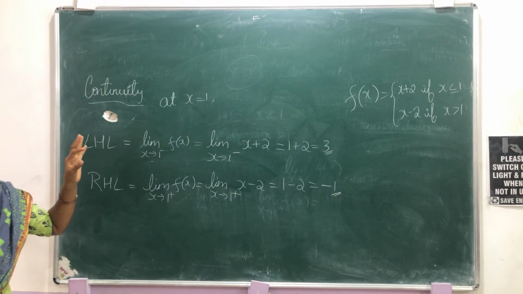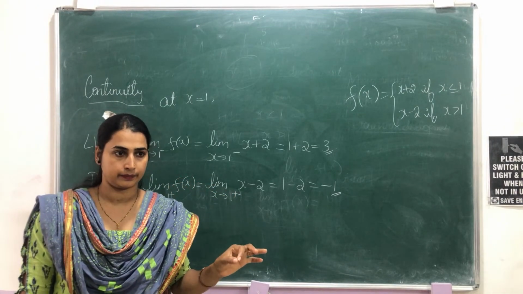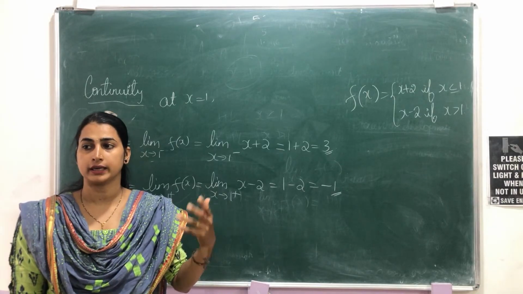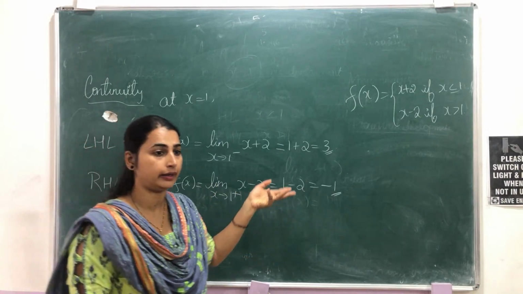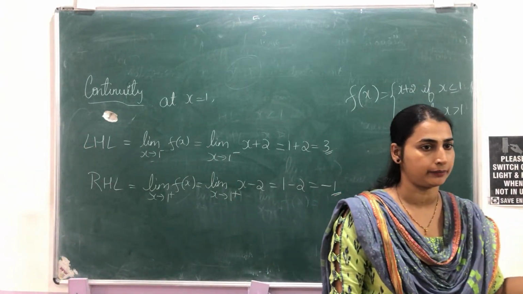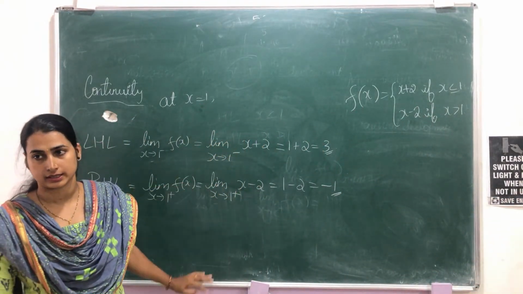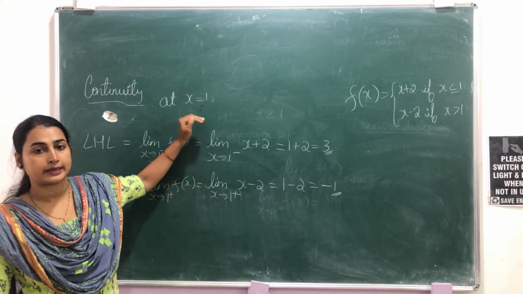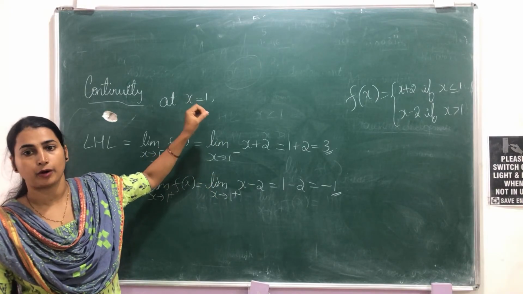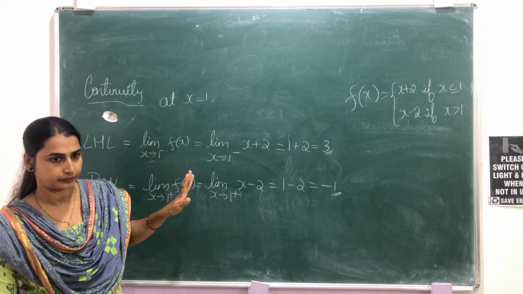Or we can say it is discontinuous. And the point of discontinuity is, now we need to check where it is discontinuous, at which point. Since I have taken the point 1 and I got the function is discontinuous, so x equal to 1 is called as point of discontinuity.